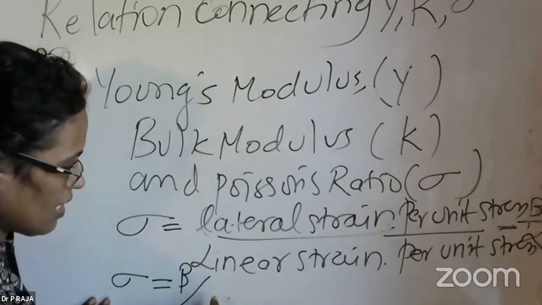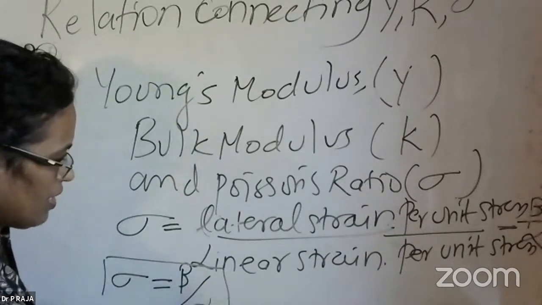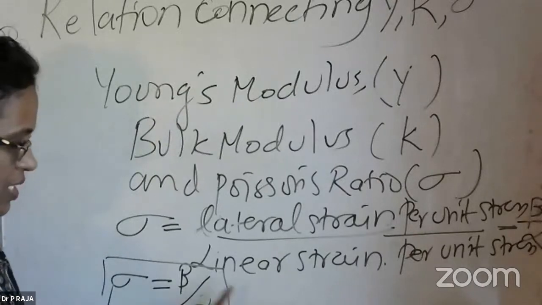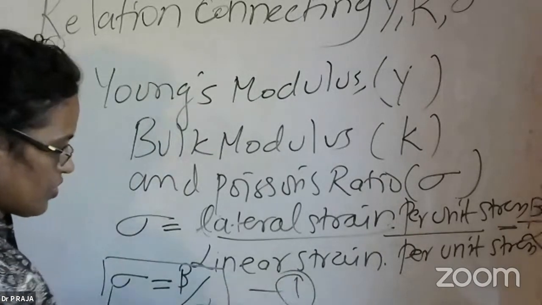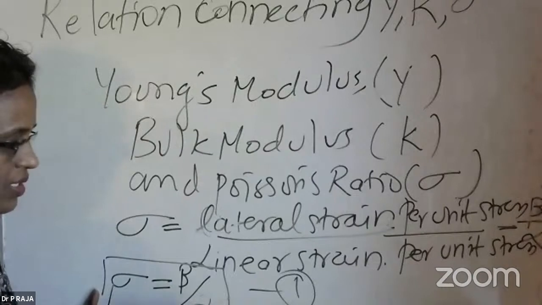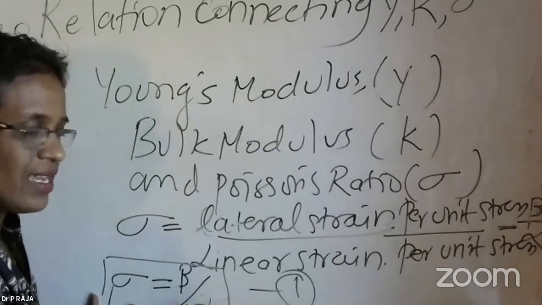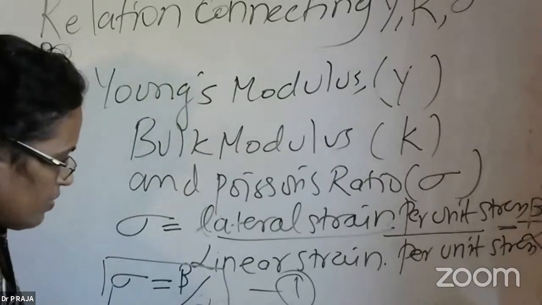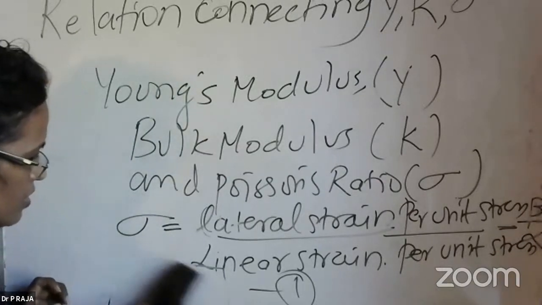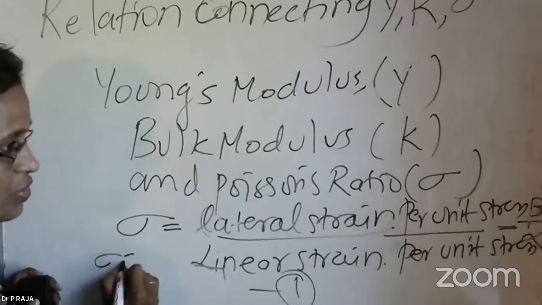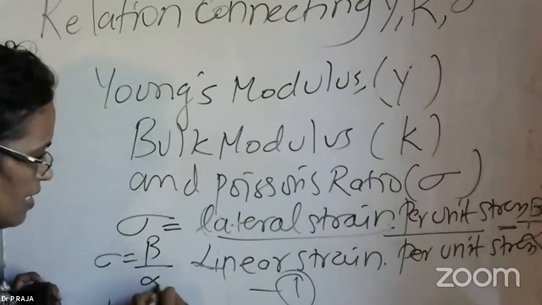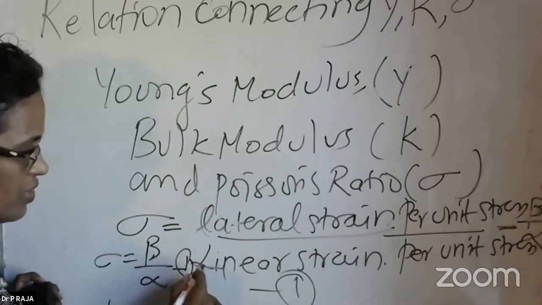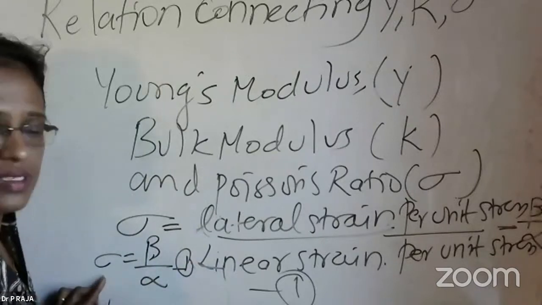Beta by alpha. So make this as one equation. Keep it as equation number 1, so we will be using this at the end when we connect it with the Young's modulus. I will write it here on the board. Sigma is equal to beta by alpha. So let's put it as equation number 1 here.